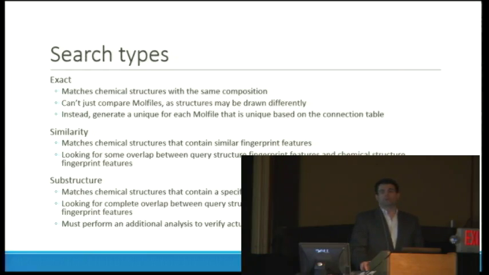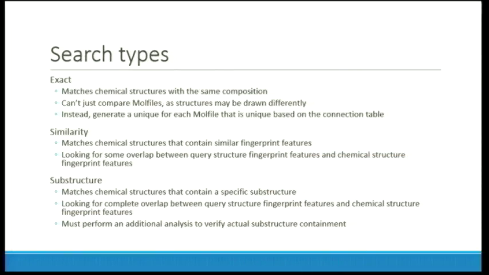The next type of search you want to be able to do is a similarity search. So you have an input structure, and you want to say, find me all of the molecules similar to this one. And in that case, what you want to do is find the overlap of the features of your input molecule, and then how those overlap with the indexed molecule features within the index.